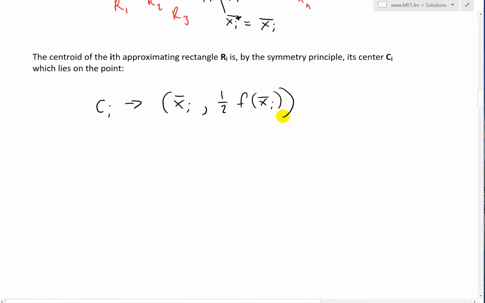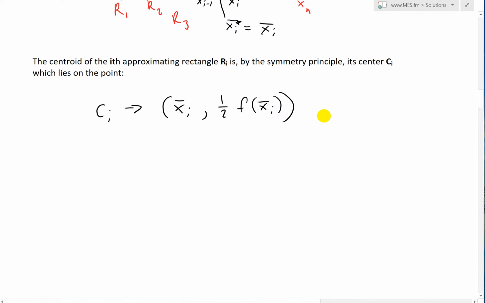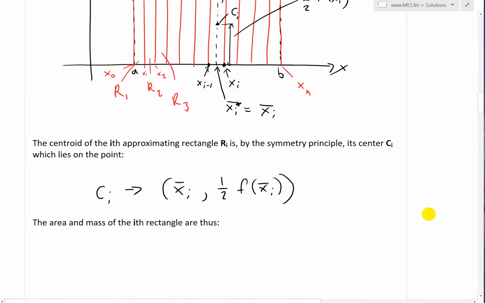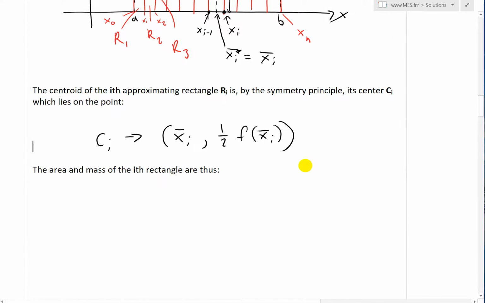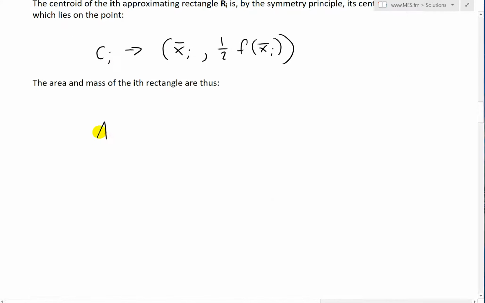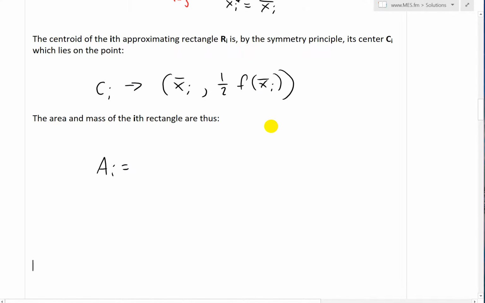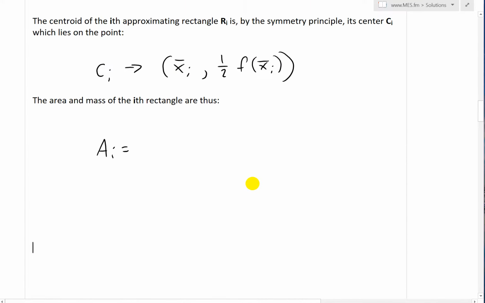So we know the center line of this small subsection, and because it's a rectangle, we're approximating using rectangles, so we can find the center line point. The center point is our center of mass for that rectangle. Now what we can also solve is the area and mass of this ith rectangle. The area is just the area of a rectangle, that's delta x times the full length, which is f of xi center line, so f of xi center line times delta x.